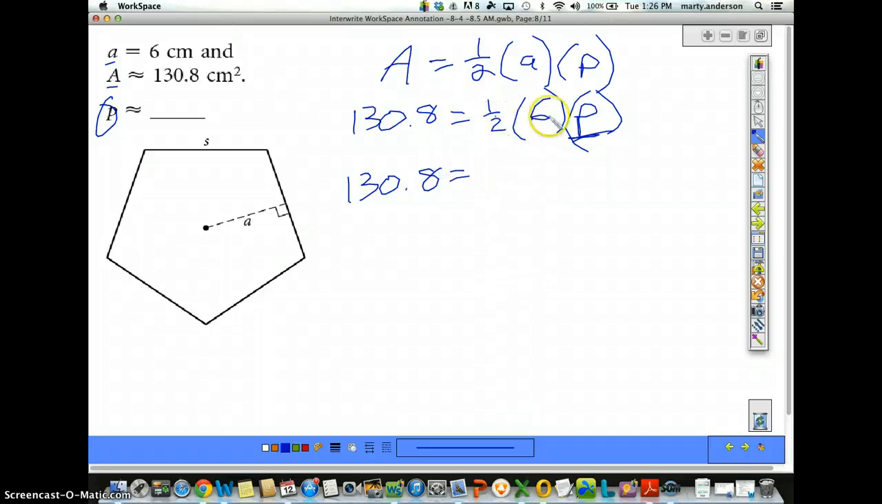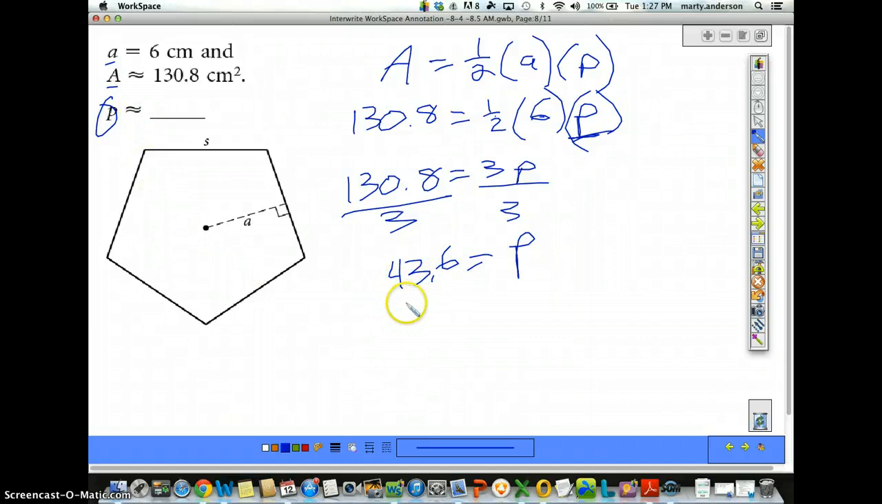130.8 equals, I'd put these two together, 3P, and now we divide by 3 on both sides. 130.8 divided by 3 is going to be 43.6. So we found the perimeter to be 43.6, and then if we really wanted to go a step further and figure out what each individual side is going to be, I had 5 sides. This was a pentagon.